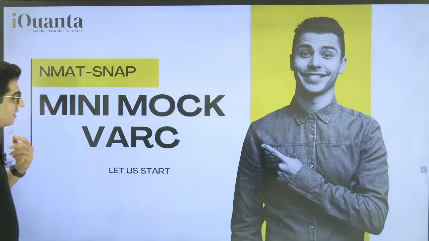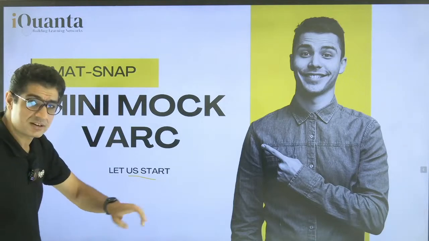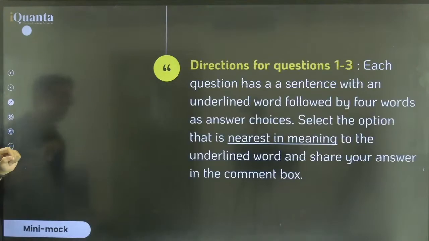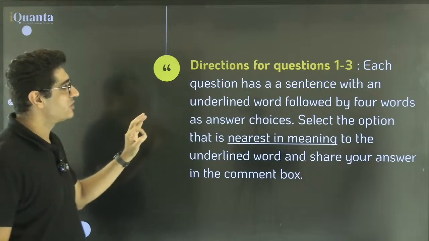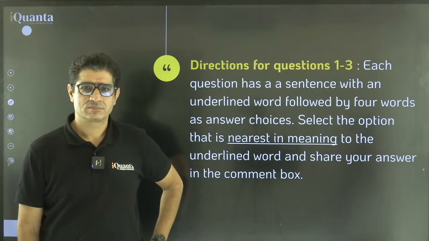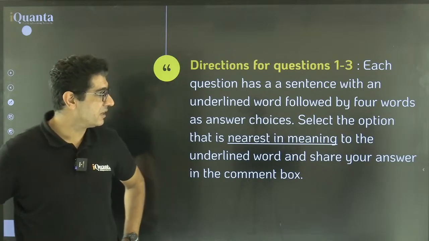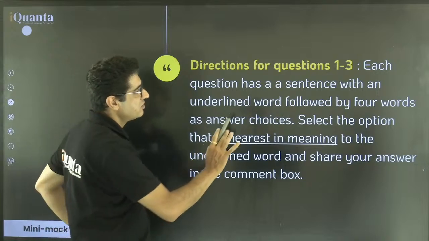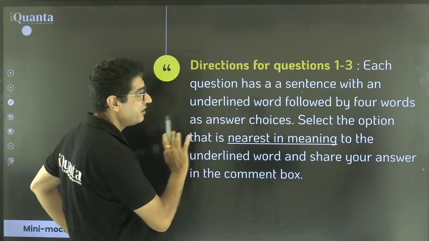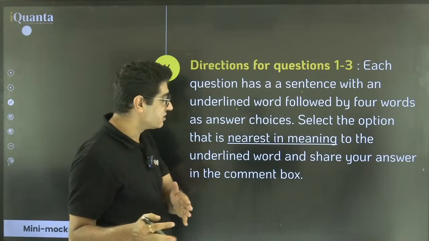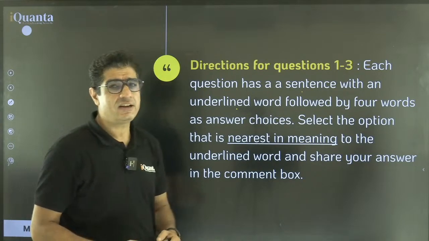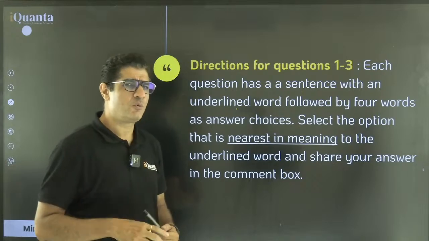right? Okay, so let's go ahead. Let's start. Are you ready? So here are the directions for the first 3 questions for you. So please read these carefully. So each one of these 3 questions will give you a sentence. Within that sentence, you'll find a word that is underlined. Your job is to go to the answer choices and pick up a word which is nearest in meaning to the underlined word. I'm giving you a homework, okay?